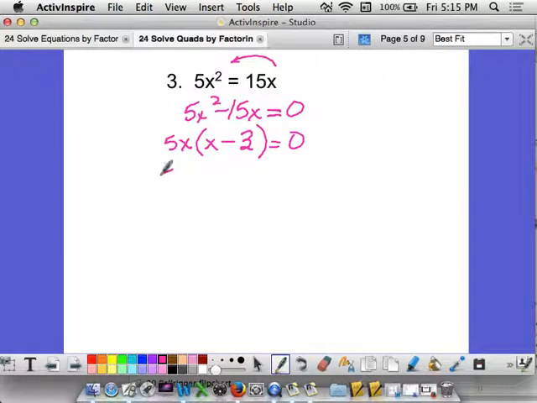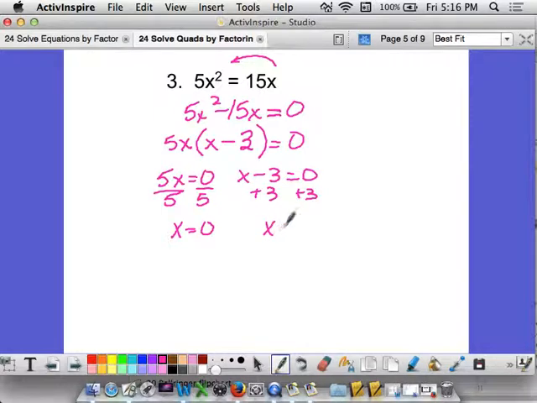Once you're to this point, you set each one of these equal to 0. Divide by 5, so x is equal to 0, or x is equal to 3. So my answer is 0, 3. Again, it's very, very easy to check if you just plug it in.